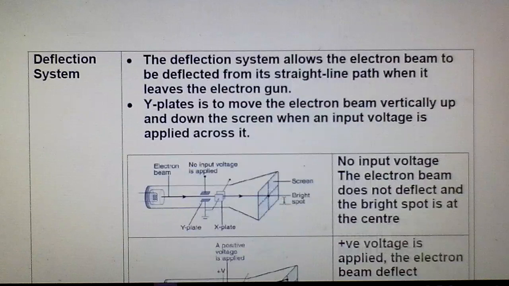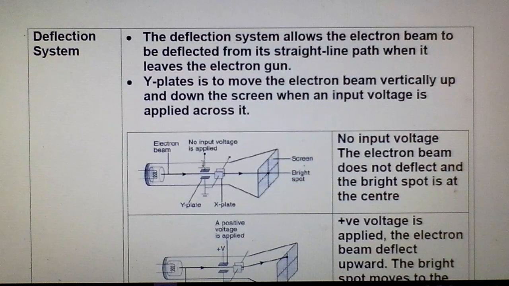So for the deflection system, we have a Y plate and X plate. The Y plate allows the beam to move up and down, vertically. The X plate allows the beam to deflect left and right, horizontally. Okay, so the Y plate moves the electron beam vertically up and down the screen when input voltage is applied across it. If there is no input voltage, it will travel in a straight line and hit the center of the screen. So no deflection. The bright spot forms at the center.